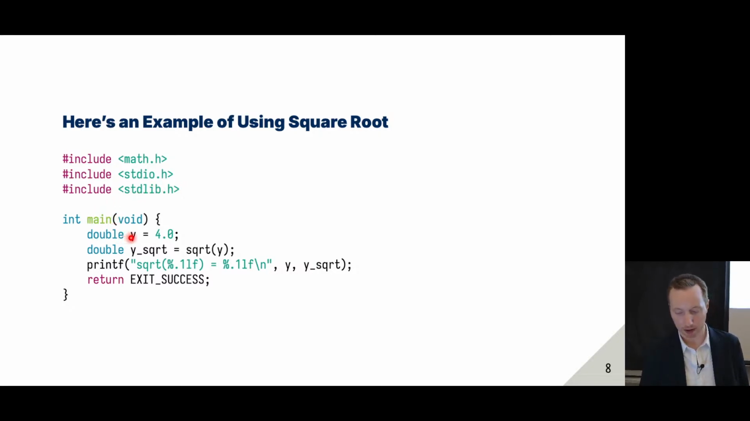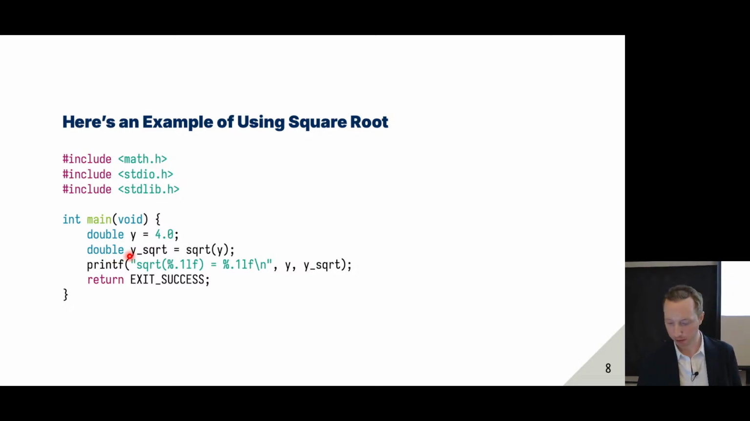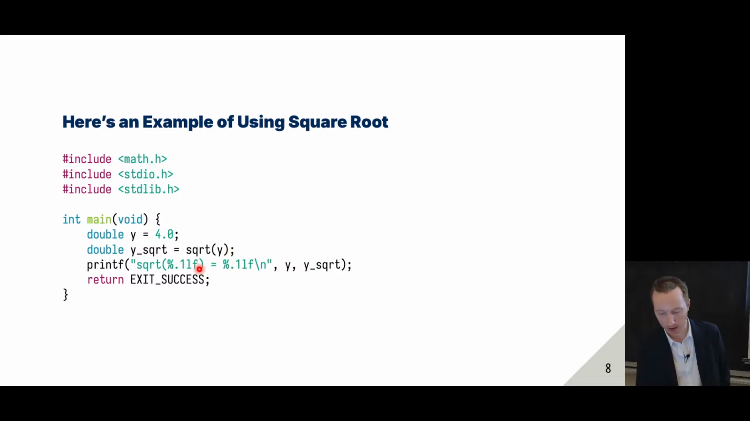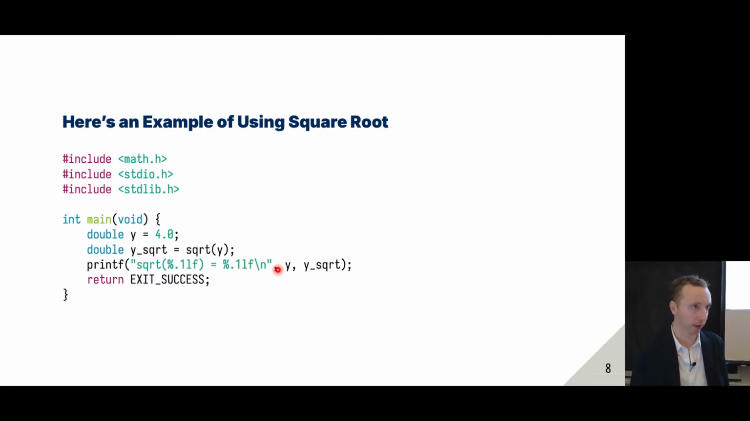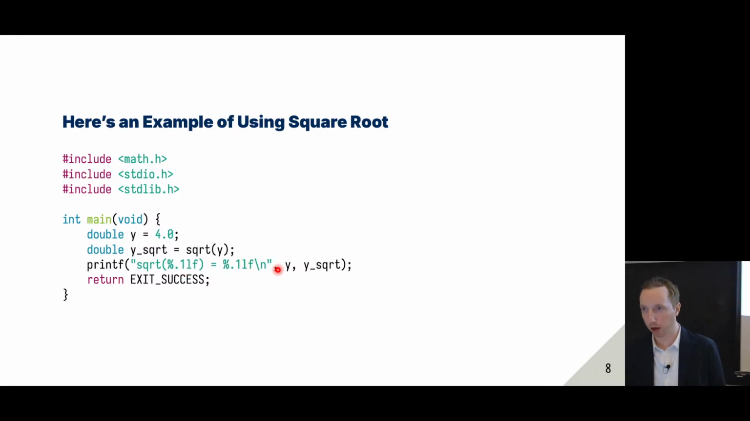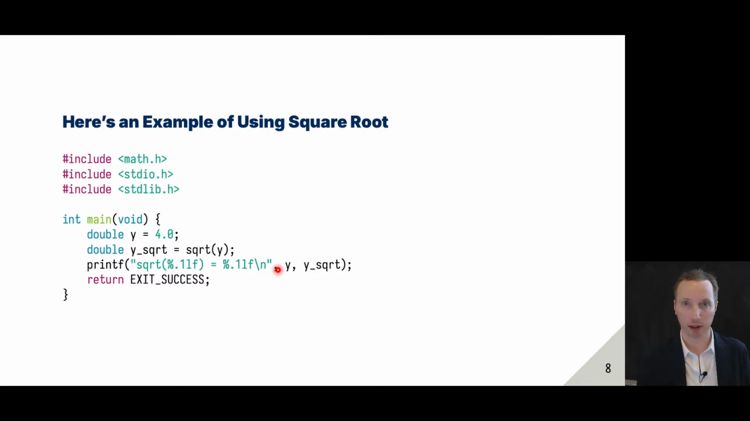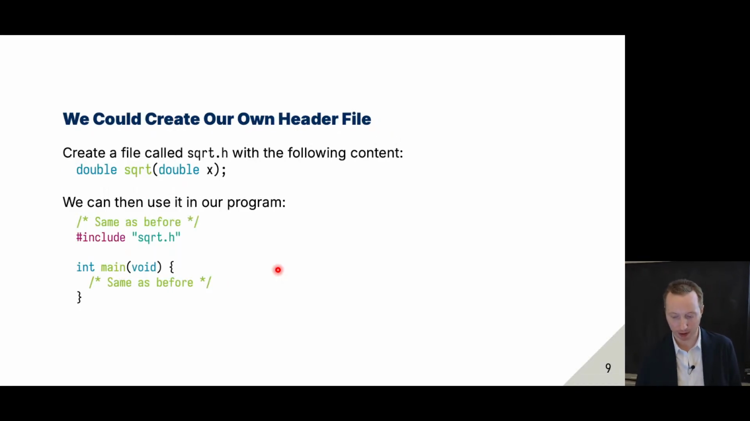So in main, I could have double y equals 4.0. Then I could create a new variable called y square root, and then assign it the value I get from that function. And then if I go ahead and print it with just one decimal point, if I run this, I should see what I saw in the previous slide. Square root of 4.0 equals 2.0. So any questions about that? Pretty good so far.